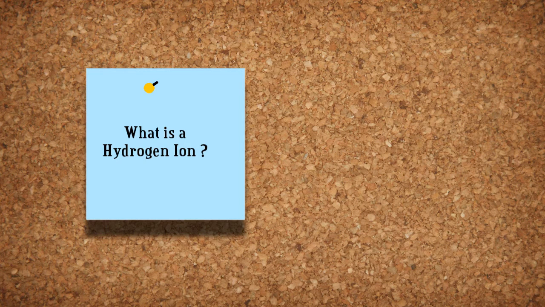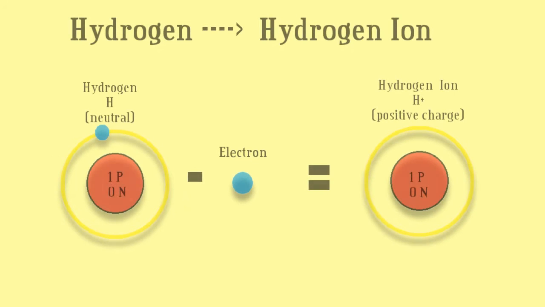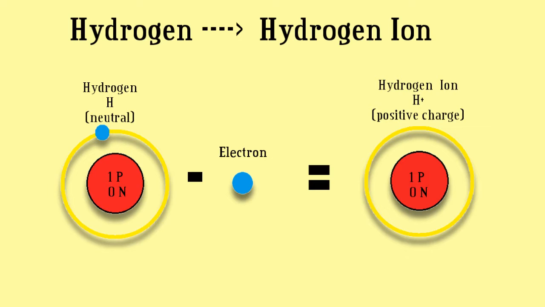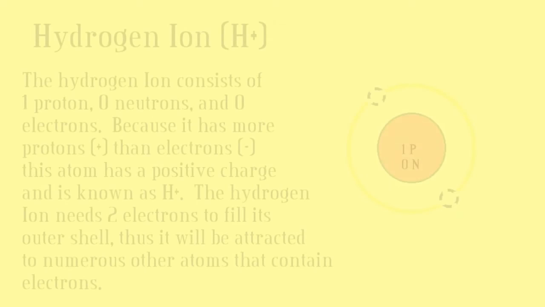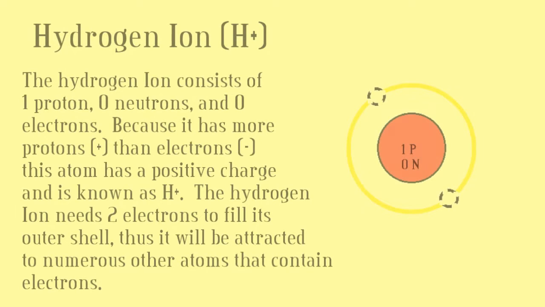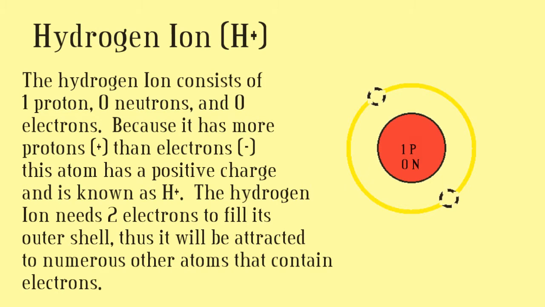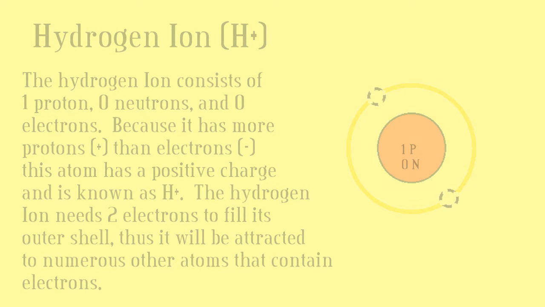What is a hydrogen ion? How hydrogen turns into a hydrogen ion. If hydrogen loses its 1 electron, it becomes a hydrogen ion with a positive charge. The hydrogen ion consists of 1 proton, 0 neutrons, and 0 electrons. Because it has more protons than electrons, this atom has a positive charge and is known as H+. The hydrogen ion needs 2 electrons to fill its outer shell, thus it will be attracted to numerous other atoms that contain electrons.